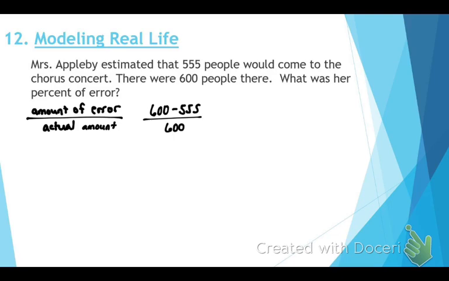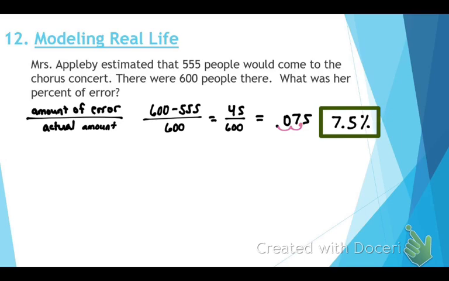Gavin, what is 600 minus 555? 155. No. 600 minus 555. 45. Okay, so we're going to put 45 divided by 600. Reese, what is 45 divided by 600? 0.075. Good job, 0.075. Angeline, how do I turn that into a percent? We're not going to move it to the left. We want to move it to the right. When you move it to the right, what do you get? 7.5%. Very good, and that was her percent of error.